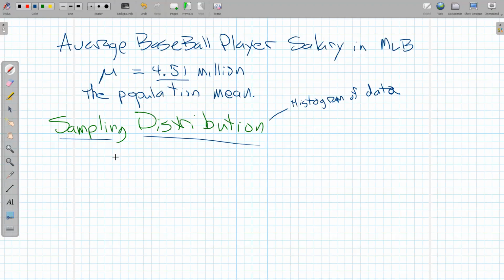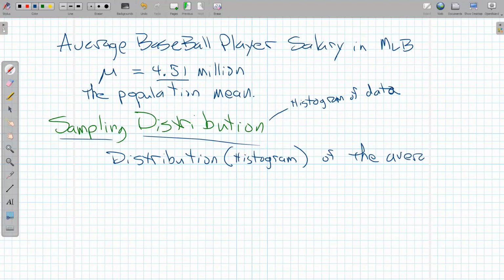So for a sampling distribution, what I'm looking at now is a distribution, a histogram. This kind of histogram is called a dot plot, but it's still a histogram. The averages of many samples, each of size 30.